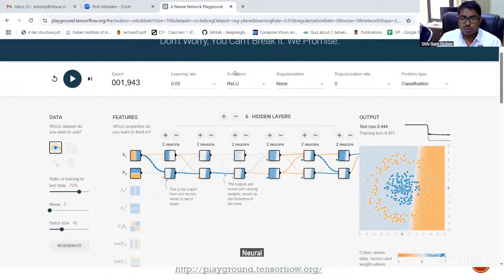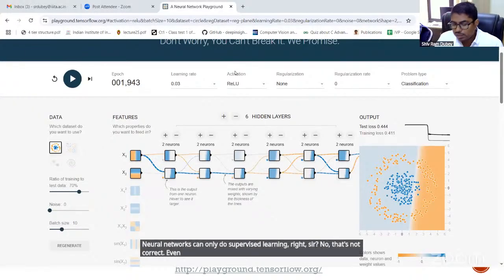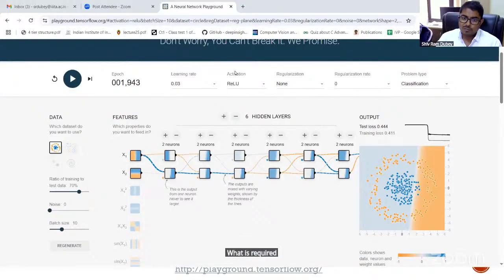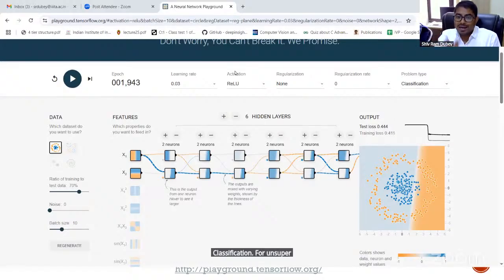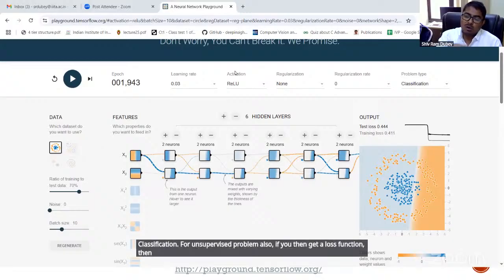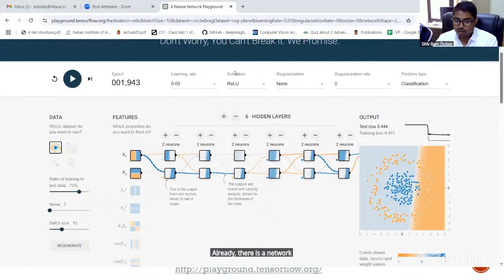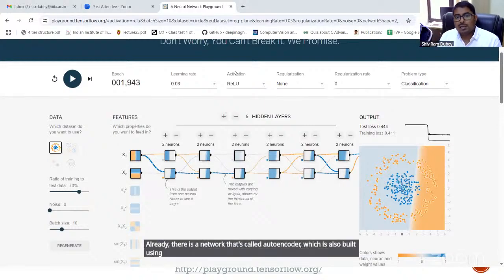Neural networks can only do supervised learning, right, sir? No, that's not correct. Even unsupervised learning problems we can solve. What is required for a neural network is the right loss function. For example, we have cross-entropy loss for the supervised classification problem. For an unsupervised problem also, if we can get a loss function, then we can solve it using a neural network as well. In fact, there is already a network like that called the autoencoder, which is built using a neural network and performs in an unsupervised setting.